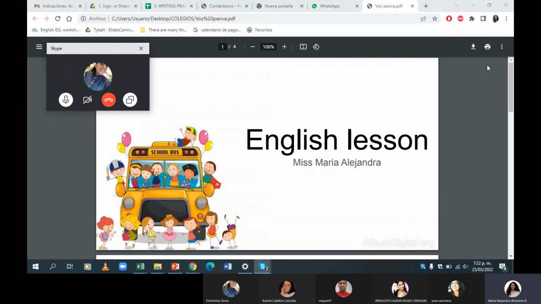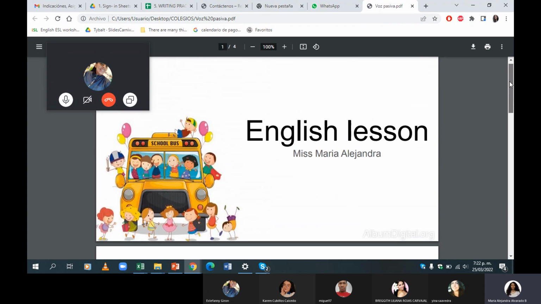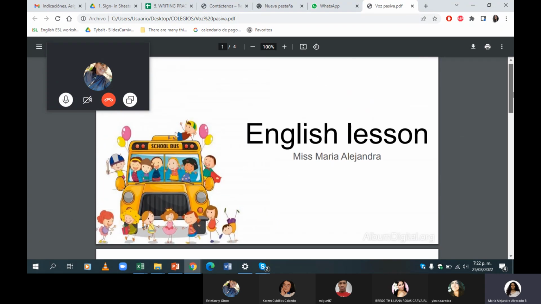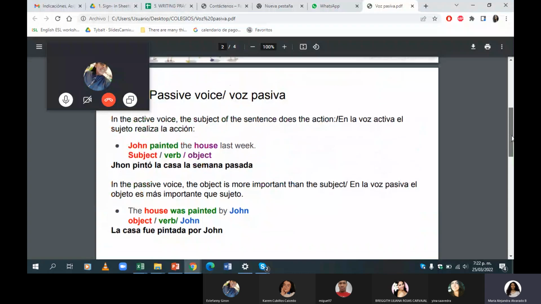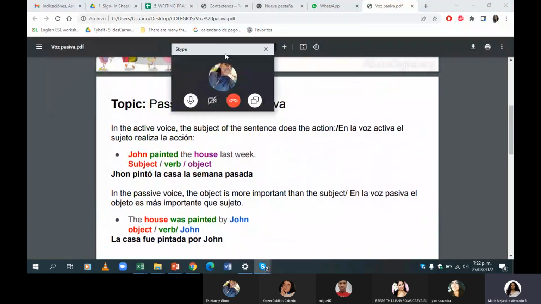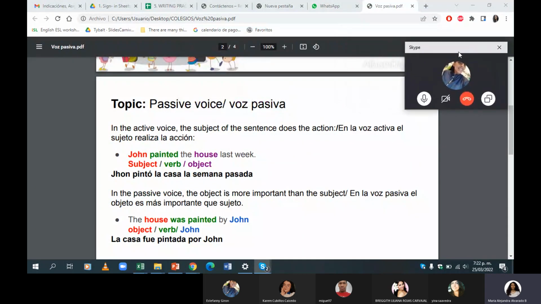Let me share with you. And sorry, this is for my students, and my students are used to be children. So that's why you can see this cartoon. Okay, so here, passive voice. So let's see what is passive voice, because in this case, when you are writing a report, it's really important.